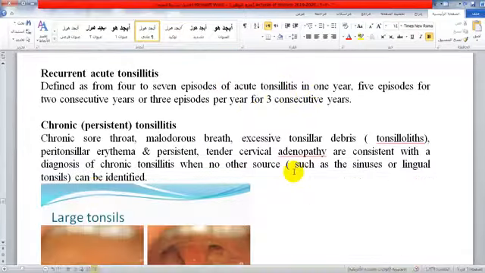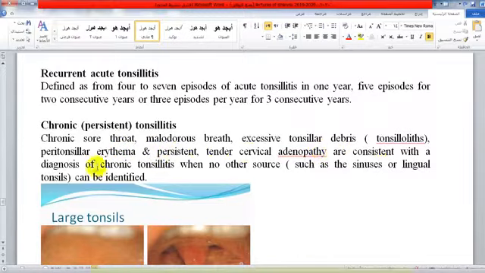Now we go to chronic or persistent tonsillitis. Chronic sore throat, malodorous breath, excessive tonsillar debris, tonsilloliths, peritonsillar erythema, and persistent tender cervical adenopathy are consistent with a diagnosis of chronic tonsillitis when no other source, such as the sinuses or lingual tonsils, can be identified.